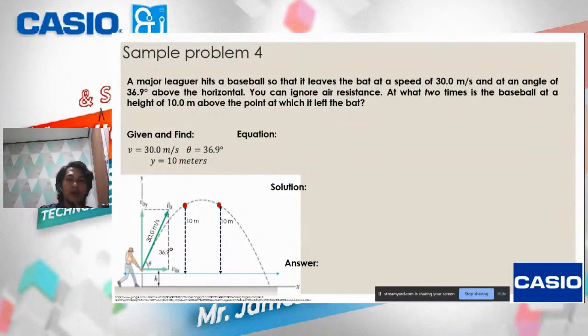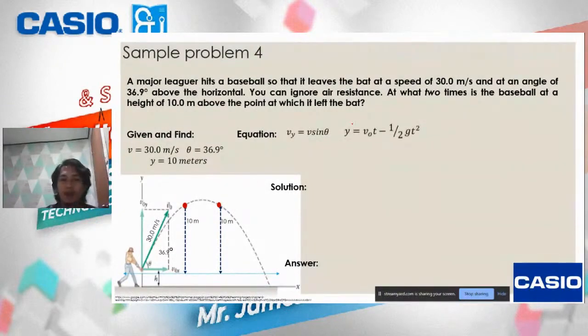Can we use delta Vf equals V naught plus at? We don't have the final velocity, and we don't know the final velocity here because we cannot assume it. But obviously it is lower than 30 meters per second, because it keeps slowing down. So, how? We will use this equation.